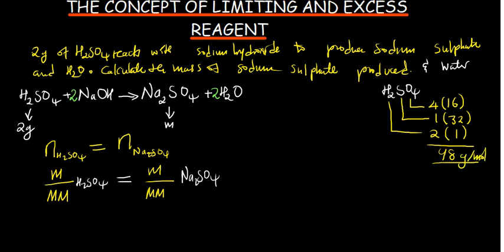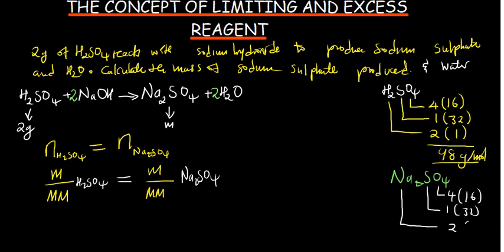And then the next one, we also need to find the molar mass for sodium sulfate. So I'm also going to write sodium sulfate like that. Also here we have 4 oxygens. Molar mass of oxygen is 16. We have 1 sulfur. Molar mass of sulfur is 32. And now we have 2 sodiums, and the molar mass of sodium is 23.